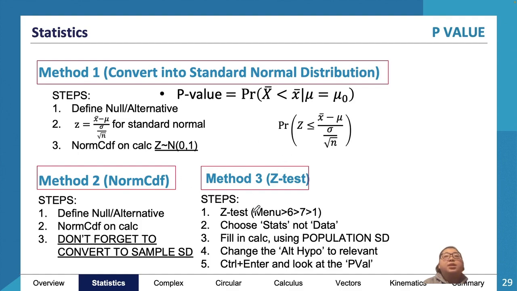The third method is a Z-test. What you want to do is choose stats, and then go to population standard deviation. You want to use the population standard deviation in this circumstance because it automatically does the calculations for you. Then change the alternative hypothesis to whatever you need, click enter, and you're looking for the p-value, which gives you the value of p.